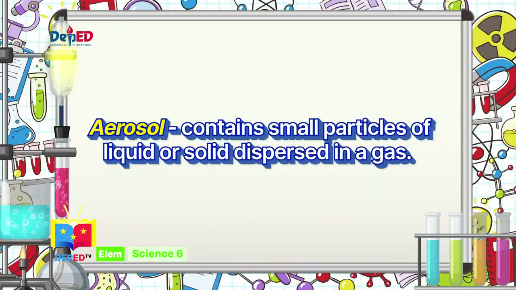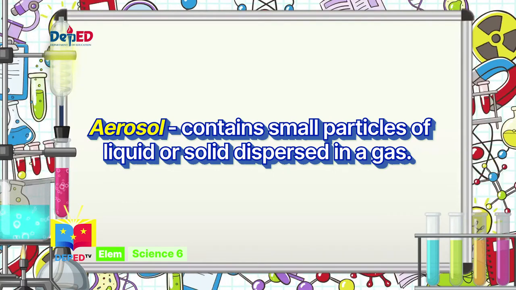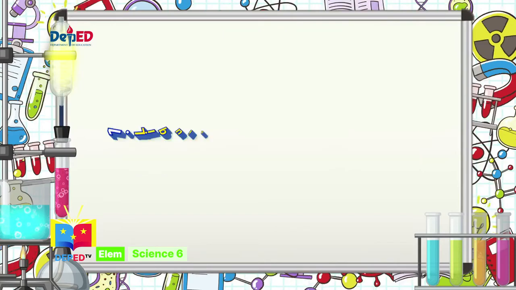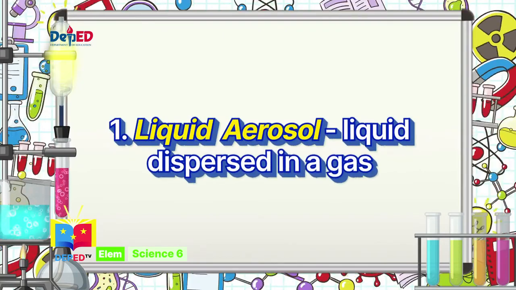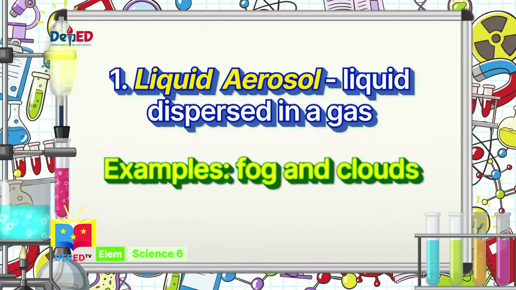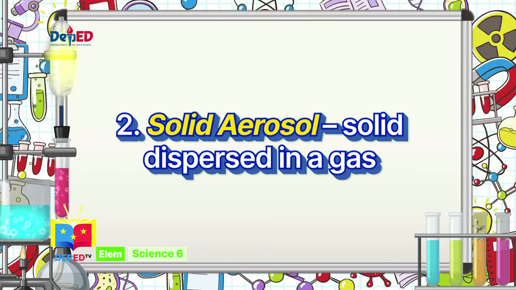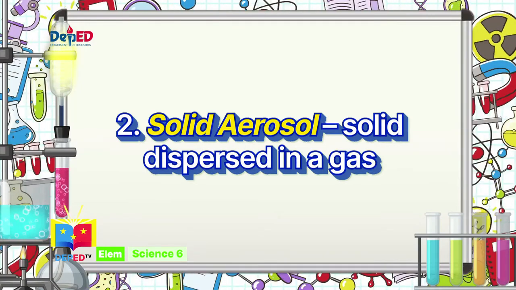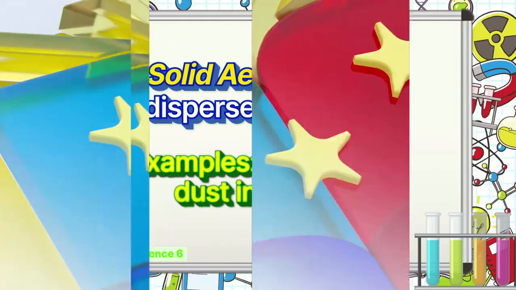Number 4. Aerosol contains small particles of liquid or solid dispersed in a gas. Types of aerosol. Number 1. Liquid aerosol. Liquid dispersed in a gas. Examples: fog and clouds. Number 2. Solid aerosol. Solid dispersed in a gas. Examples: smog and dust in the air.